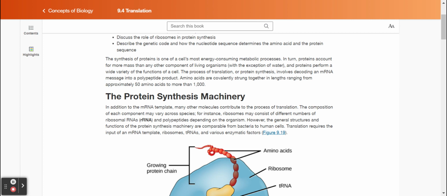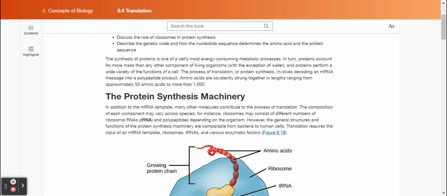The synthesis of proteins is one of a cell's most energy-consuming metabolic processes. In turn, proteins account for more mass than any other component of living organisms, with the exception of water, and proteins perform a wide variety of the functions of a cell. The process of translation, or protein synthesis, involves decoding an mRNA message into a polypeptide product. Amino acids are covalently strung together in lengths ranging from approximately 50 amino acids to more than 1,000.